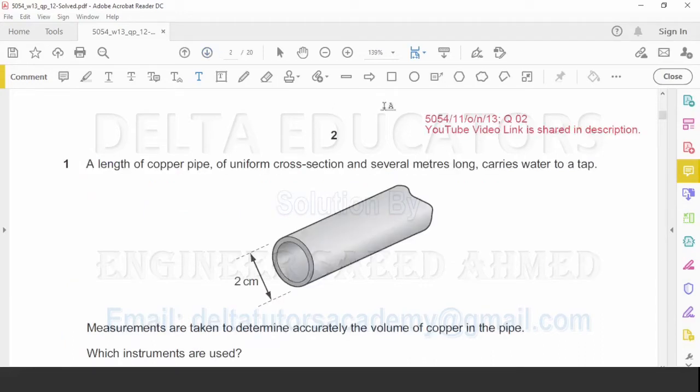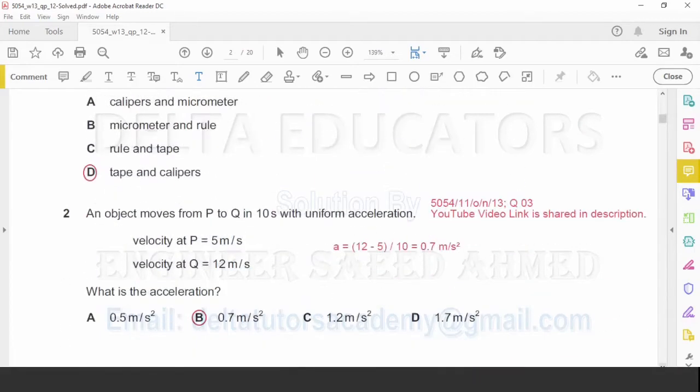Question 1 is same as in Paper 1 Variant 1. This video I have already uploaded. So the questions that are same in Paper 1 Variant 1 will not be discussed here. I will share the link in the description for the video. So for further explanation, please watch that video. Next question. Question number 2 is also same as in Paper 1 Variant 1.